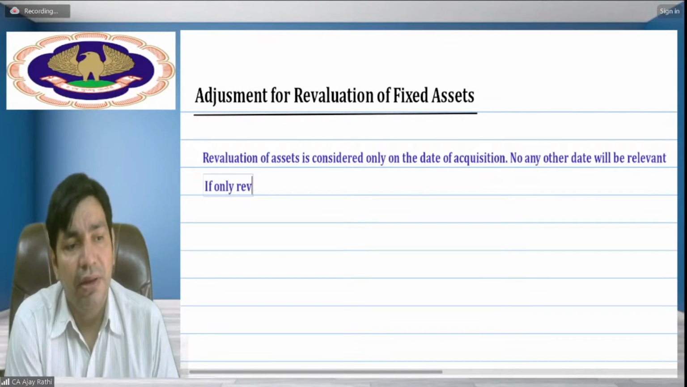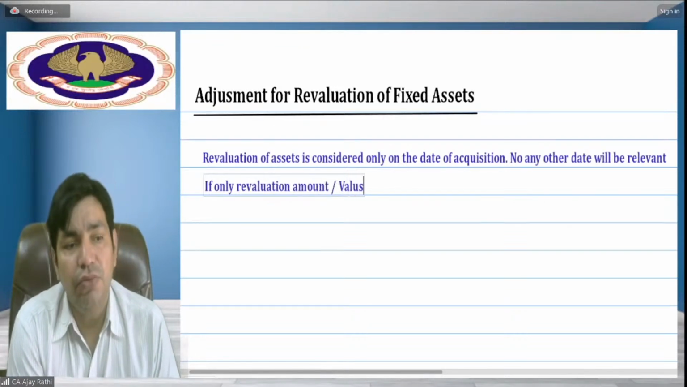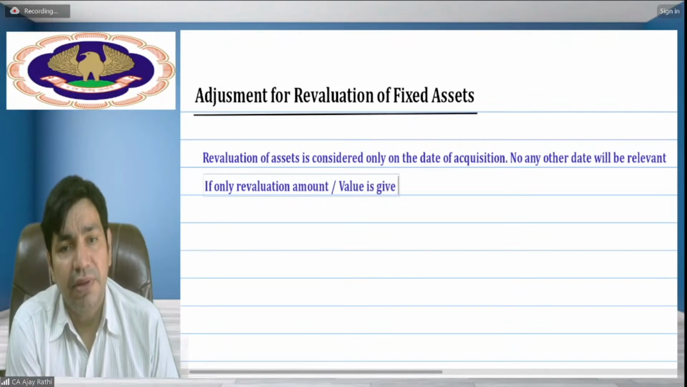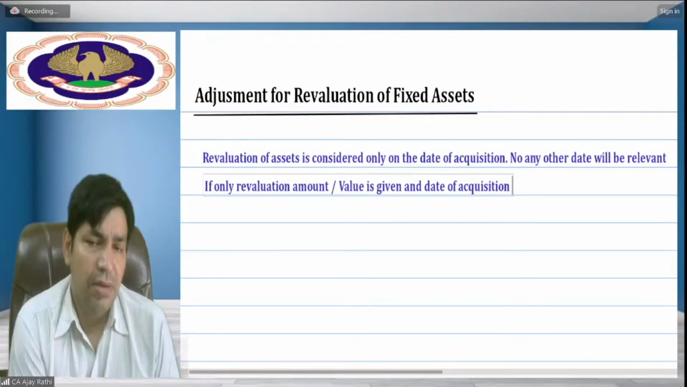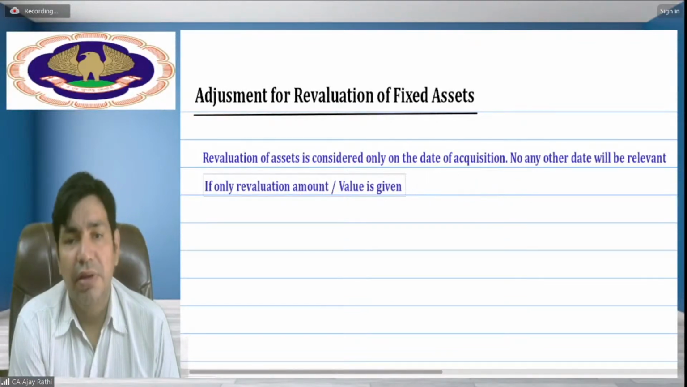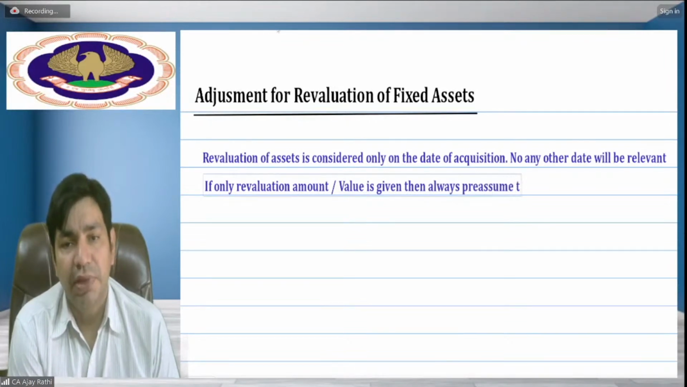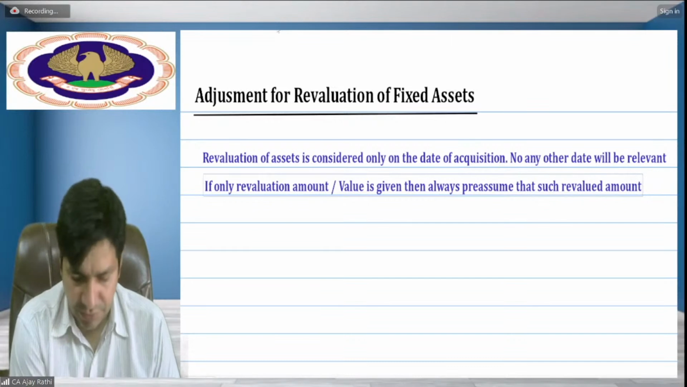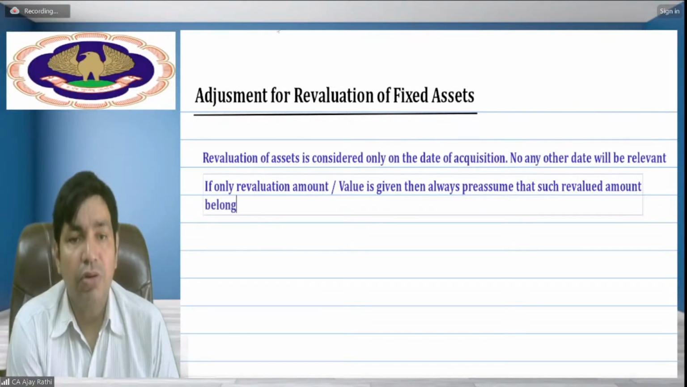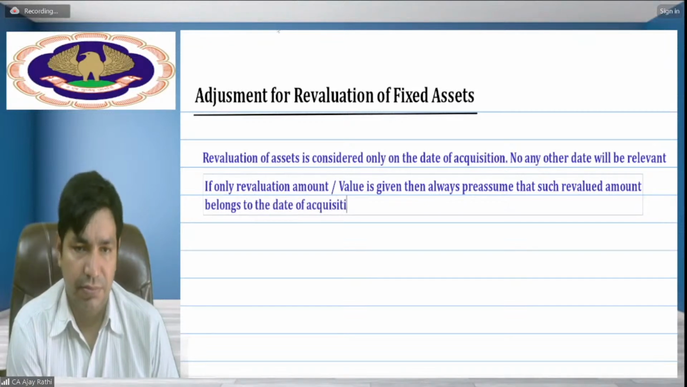If only the revaluation amount or value is given, and the date of acquisition is not given, then always presume that such revalued amount belongs to the date of acquisition.